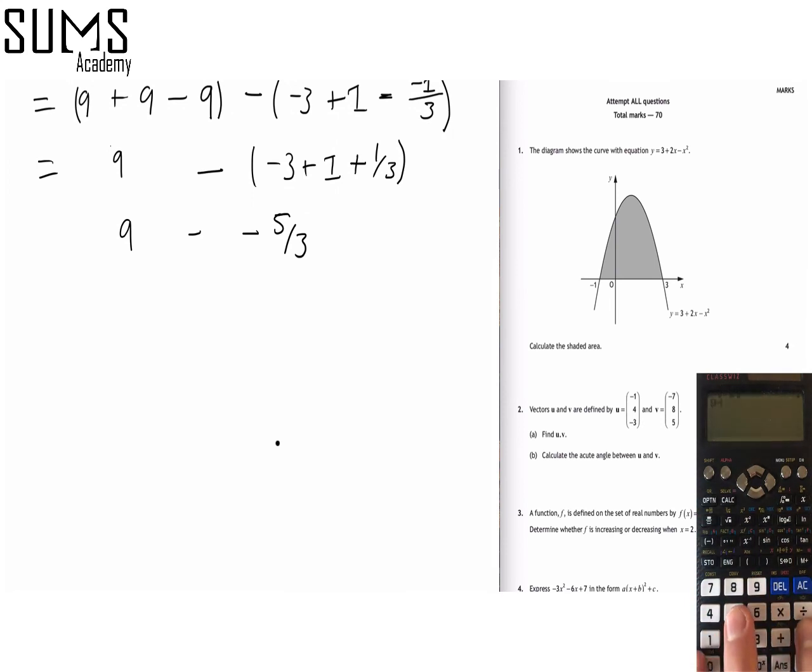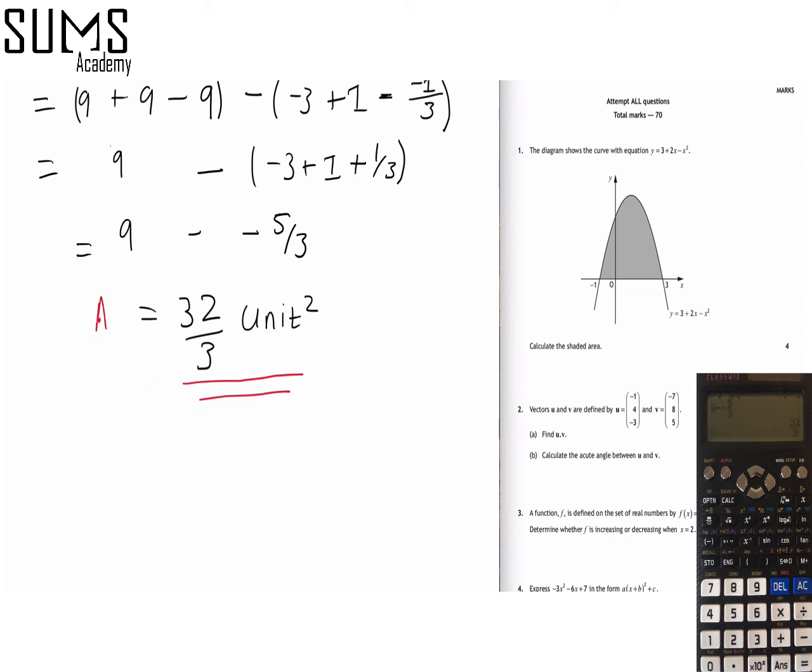Right, let's take this into your calculator. 9 minus 5 over 3 equals 32 over 3. And because it's an area, we'll put units squared. Right, and that is our final answer here.